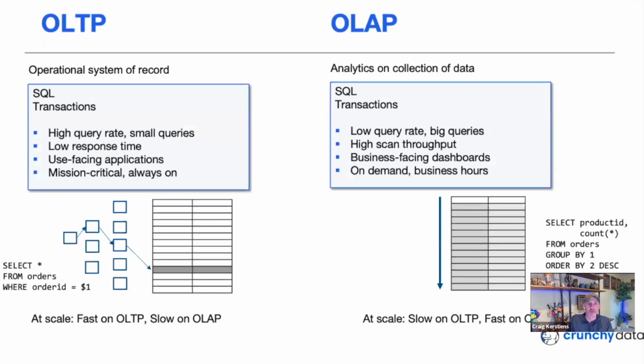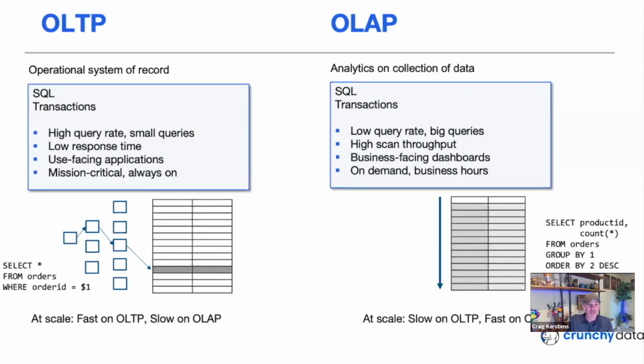Now, if I back up a little bit, if you're not deep in the data world, there are really two camps and two workloads. This is not new. This has been the case for the last 30 years of databases. You've got OLTP, online transactional processing systems, and OLAP, online analytical processing systems. On your OLTP side, you can think of this as your operational system of record.